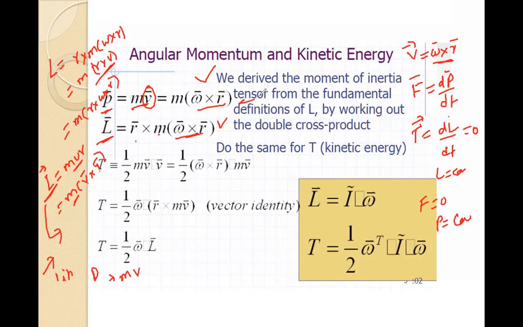So what is a tensor? Tensor is the word. We derive the moment of inertia tensor from the fundamental definitions of angular momentum, by working out the double cross product. This is the double cross product. Here, what is T? T is the kinetic energy equation. We know that T is equal to 1 by 2 mv square, half mv square. But I can write this as m into v dot v, where v is a vector quantity.